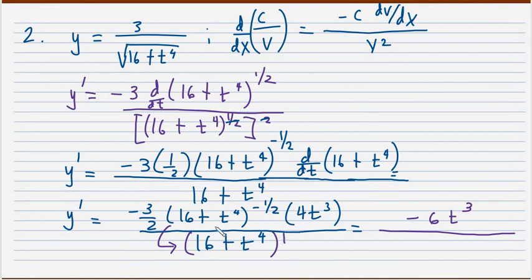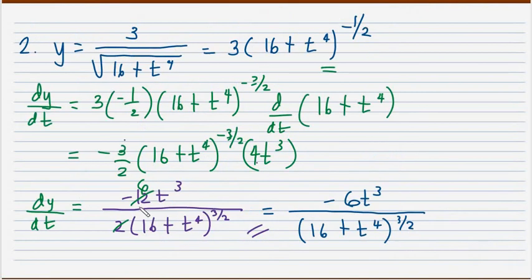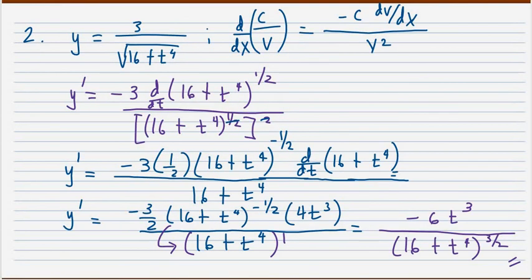So I have this term going to the denominator, then that would be positive 1/2, and I have the same base. So what will happen is you will add 1/2 plus 1. So therefore, 16 plus t to the fourth, 1/2 plus 1 is 3/2, which is the same answer that we got using the other solution. Okay, so it depends on you on what you want to choose as your method of solving.